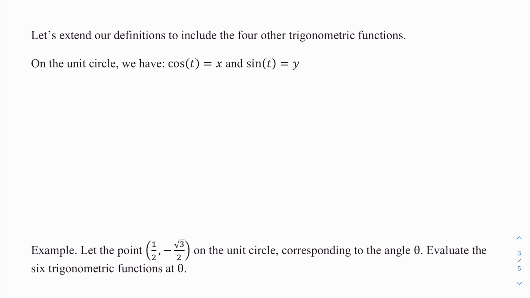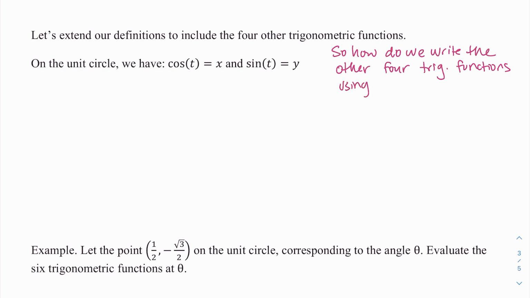Let's extend our definitions to include the four other trigonometric functions. So far on the unit circle, we have cosine of t is x and sine of t is y. So how do we write the other four trig functions using x and y if x and y correspond to a point on the unit circle?